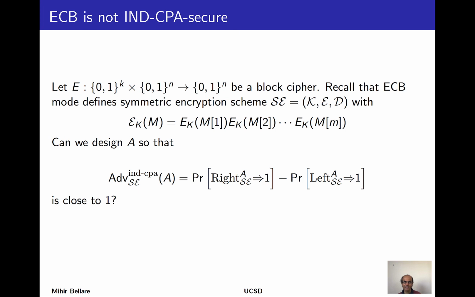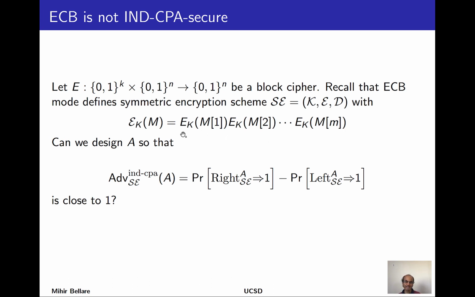It'll exercise writing an attack as well. We fix our block cipher, which is well known, and let n be the block length. And we recall that the symmetric encryption scheme, that is ECB mode, will encrypt a message by simply applying the block cipher with the key independently to each block. So succinctly, it's this one-line formula.